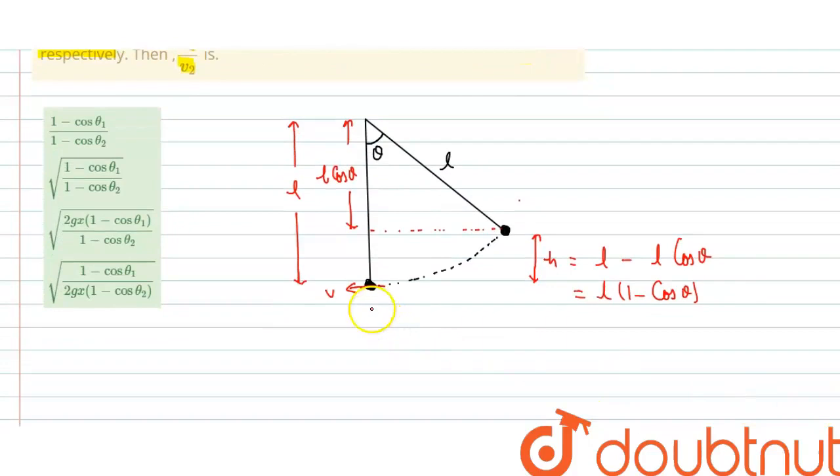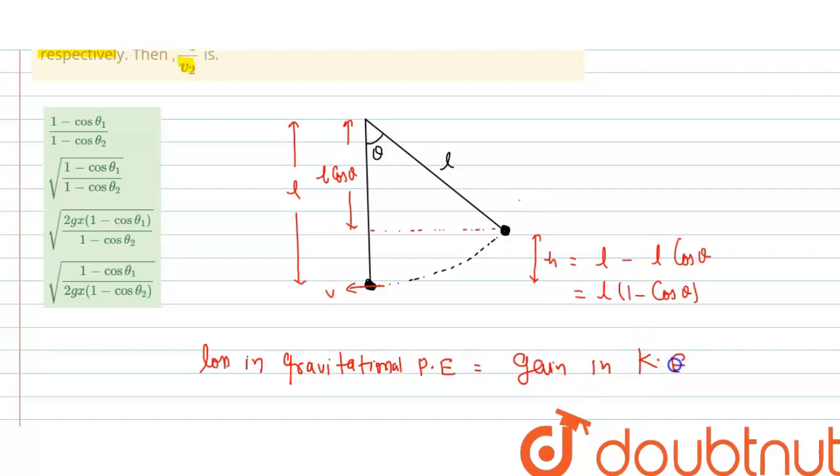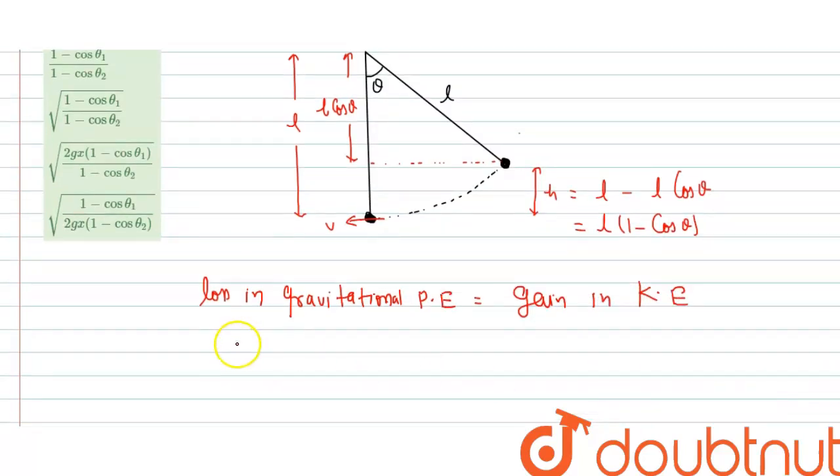If we want to calculate the speed of this bob at the lowest position, we have to use the conservation of energy principle. That means loss in gravitational potential energy is equal to gain in kinetic energy. Loss in gravitational potential energy equals mg into the vertical height fallen, which is h, and gain in kinetic energy equals half m v square.